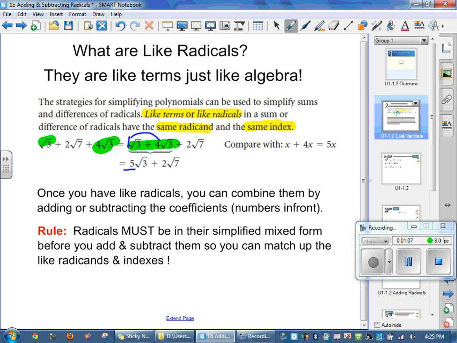Your root 2 root 7 does not have anything that is like it or similar, so you cannot add anything else to it. This would be our final answer. We cannot go any further. They are not like radicals.